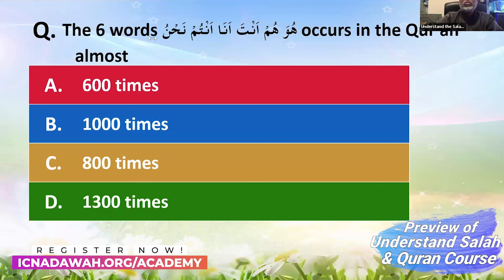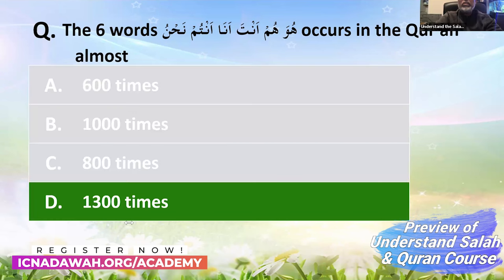Okay, do you know that these six words that we have learned, huwa, hum, anta, ana, antum, nahnu, occur in the Quran how many times? 600, 1000, 800, or 1300? What is the closest answer? Let's have it quickly. This is to emphasize the value of your learning. Three, two, one. MashaAllah, most of you got it right. It is 1300 times in the Quran. That shows the value of this session. Even if we are able to learn one word of the Quran, it's a huge blessing, but we are learning six words which occur 1300 times.